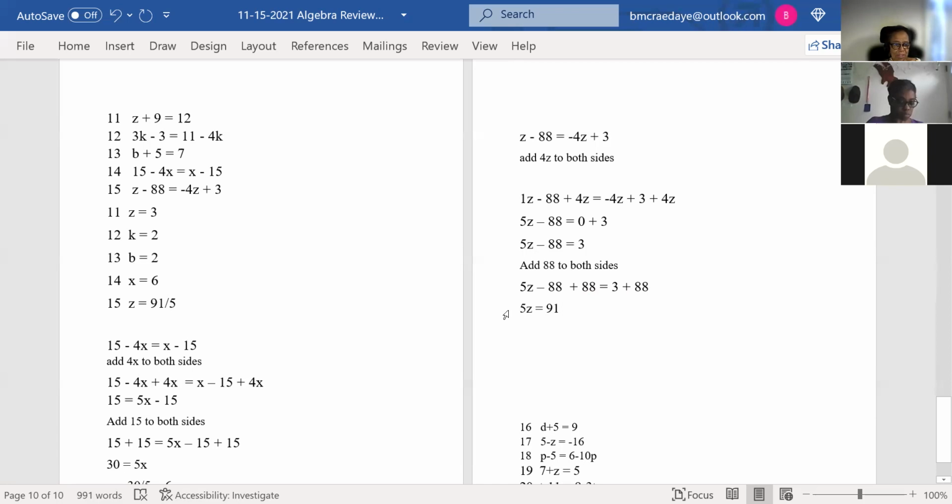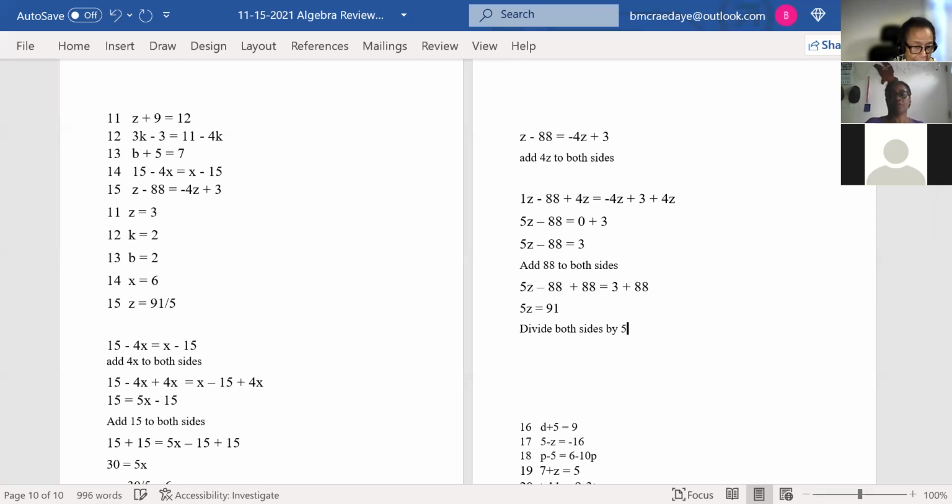5z is a multiplication. That means 5 times z. What's the opposite of multiplication? Divide. That's right. So what would I divide by? We want to solve for z. Divide by 5 on both sides.